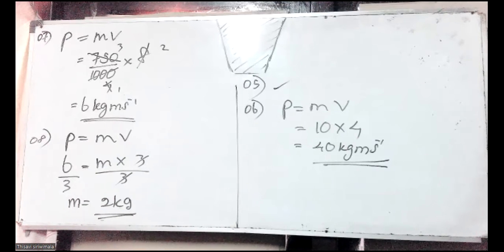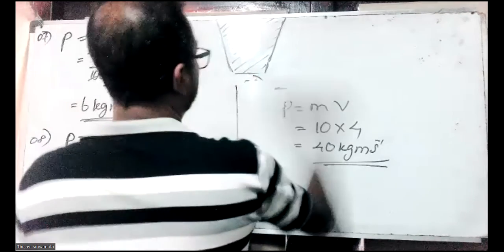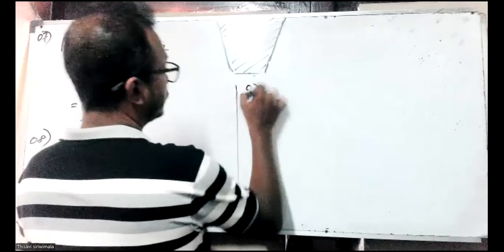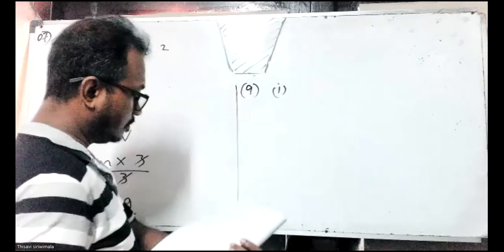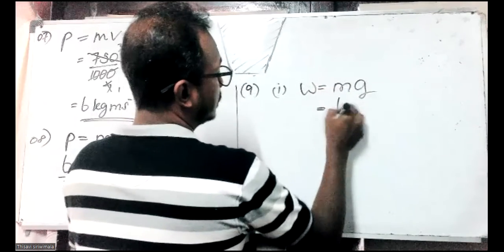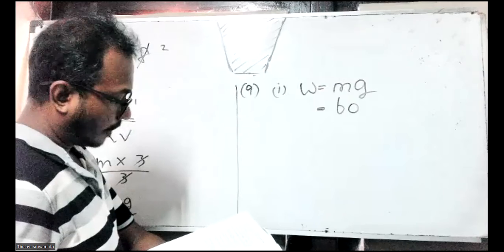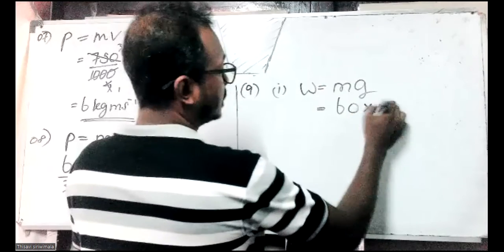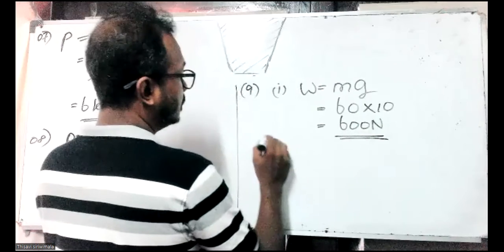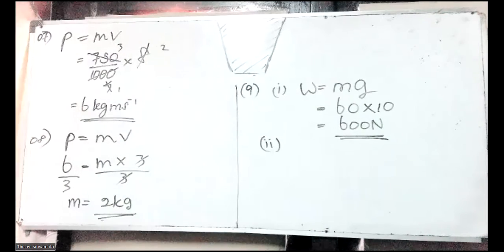Right, question number 9, Roman letters 1. The mass of an object is 60 kg. What is its weight? Mass and weight again. Question number 9, first part. Formula W equals mg. Mass 60, g is 10. Therefore, the weight of 60 kilograms is 600 newtons.